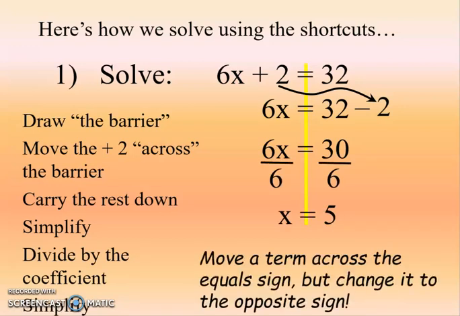X is equal to 5. Remember, if you move a term across an equal sign, it's going to be changed to the opposite sign. That's what the big shortcut rule is all about. And it's for moving terms, okay? Moving terms. Remember, terms are added or subtracted across the equal sign.